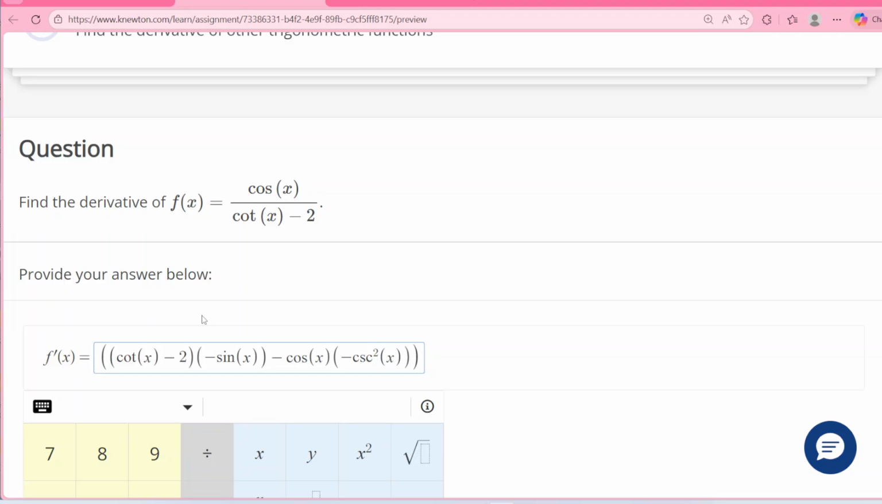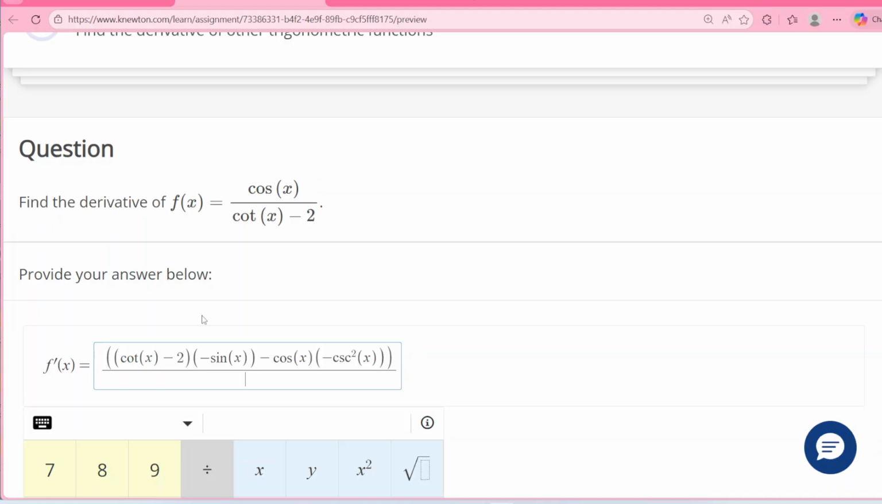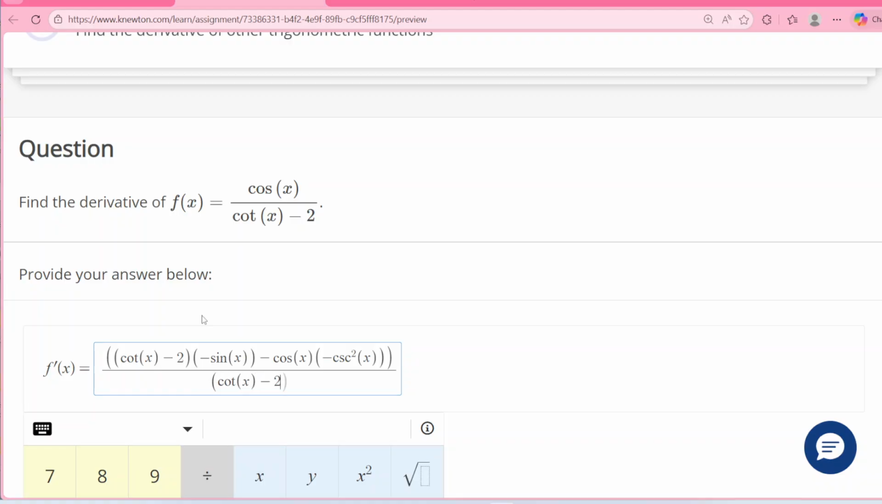All right, so that should all close out the numerator. So I closed that big set of parentheses. So that's all in the numerator. See, now when I hit divide, all that's above the bar. Make sure that entire expression there is above the bar. And then down in the denominator, you have the original denominator, the cotangent of x minus 2, that entire thing squared.